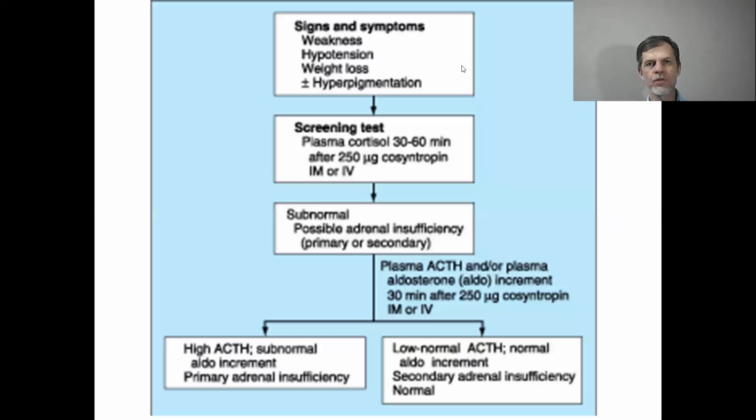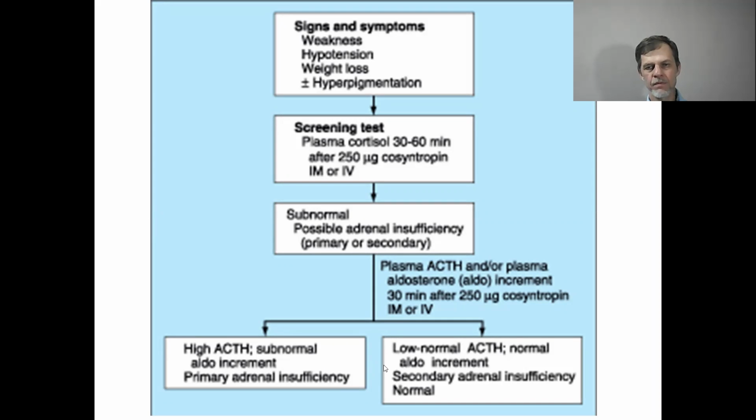Now, this is how we should think about diagnosing. Okay, we have patients with weakness, hypotension, weight loss, hyperpigmentation. Again, do screening test, give cosyntropin, and 60 minutes after check level of cortisol. If level of cortisol is subnormal, we can expect possible adrenal insufficiency, primary or secondary. Then we measure plasma ACTH or plasma aldosterone increments 60 minutes after 250 micrograms of cosyntropin.